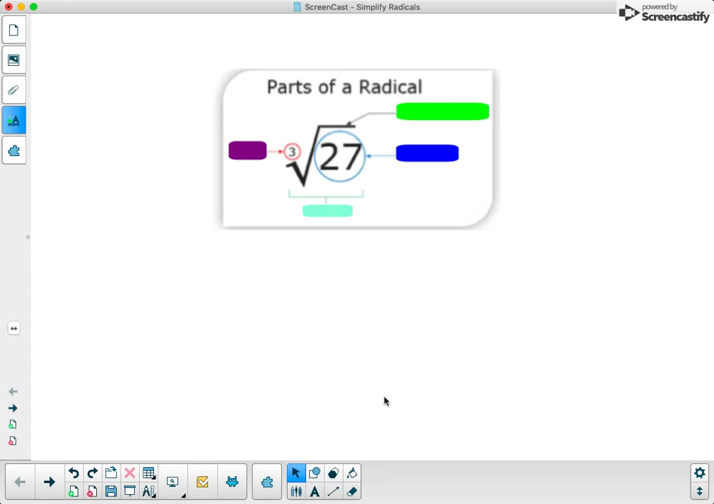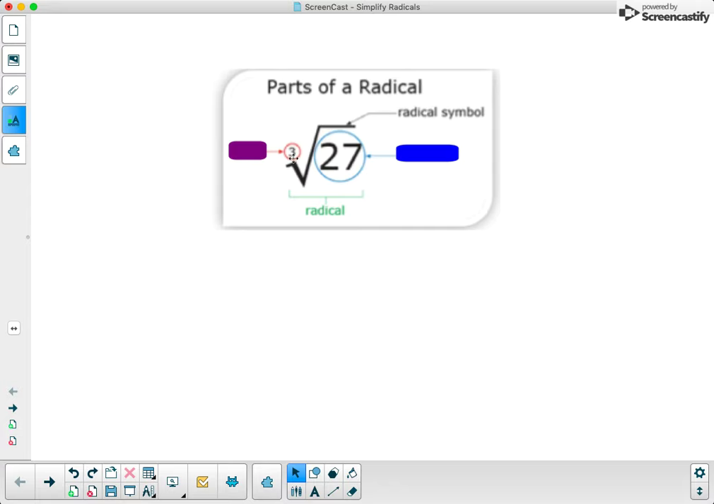So I want us to become a little familiar with some terminology around a radical. This whole thing is called a radical, and this black part would be the radical symbol. And then we have two pieces that we need to be familiar with in regards to the radical symbol.